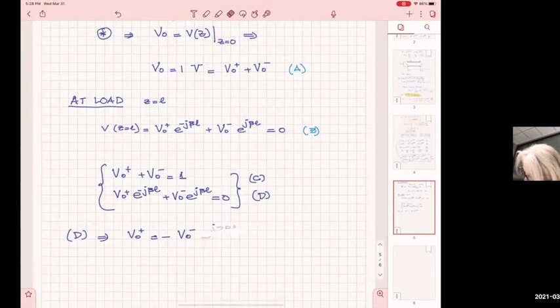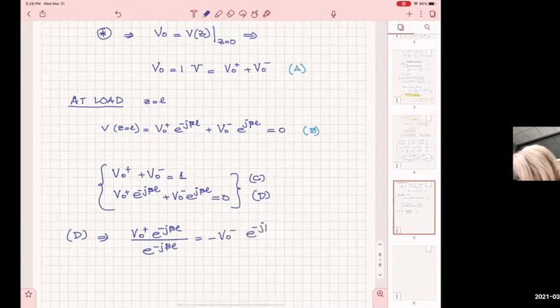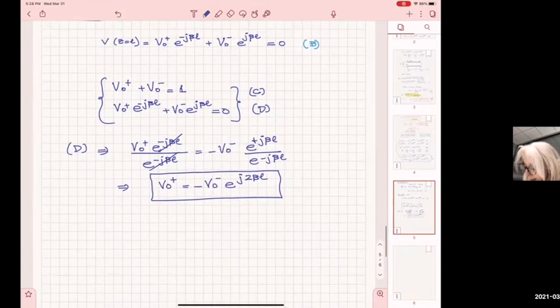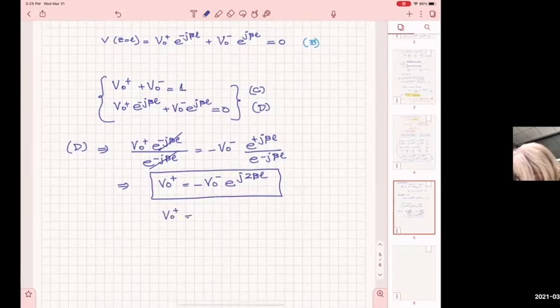Okay, so in fact, if I do the intermediate step, so you can see it, it's V naught plus e to the minus j beta L equals minus V naught minus e to the plus j beta L. And that gives us V naught plus equals minus V naught minus e to the j 2 beta L. Agreed? And then what else do I have? That V naught plus plus V naught minus equals 1. So now I can find both of them because I really have everything.